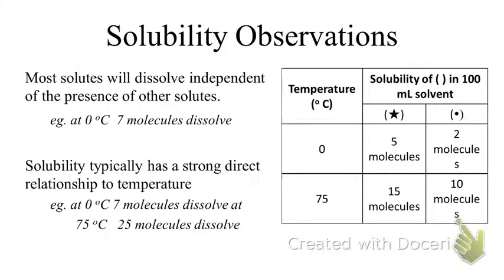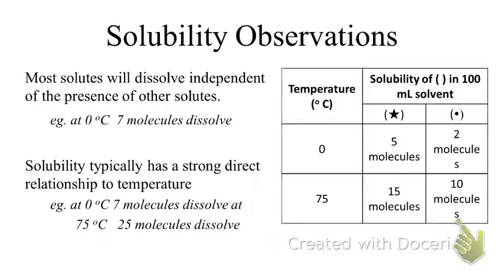So some things that we can typically observe when it comes to solubility. Most solutes dissolve independent of the presence of other solutes. So if I take an individual solution or solvent and I want to dissolve stars in, I think those are dots. At 0 degrees Celsius, I can get 7 molecules to dissolve. So what we're saying by that is 5 stars will dissolve, and 2 dots will dissolve at 0 degrees Celsius. They do not affect each other's solubility. Does that make sense? A head shake can be helpful.